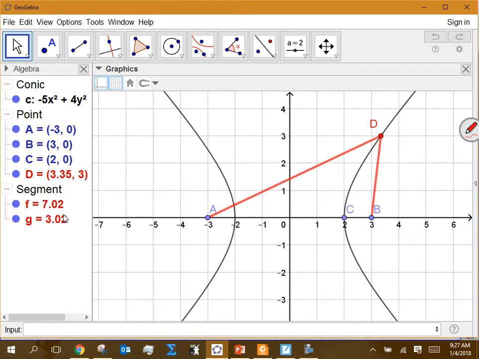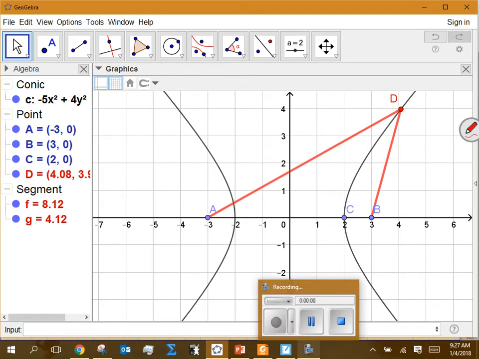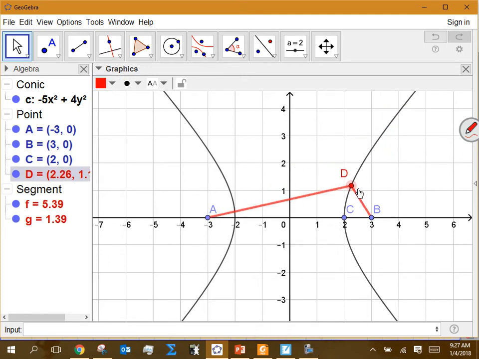But if I go back to that, subtract those two numbers. What do you get? 4. Subtract those two numbers, what do you get? 4.